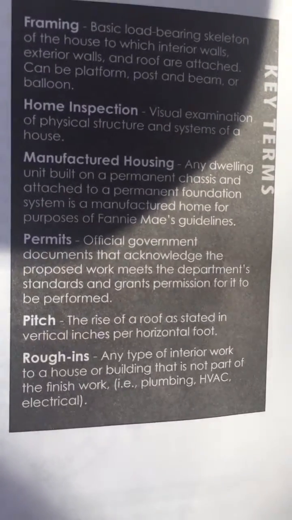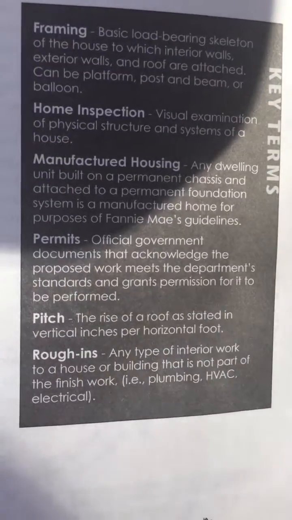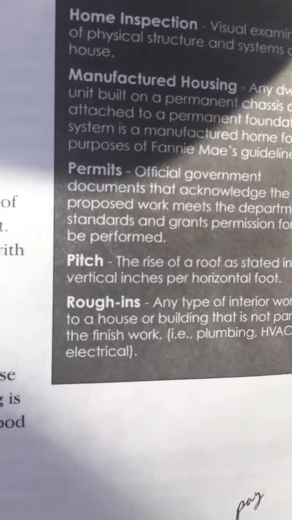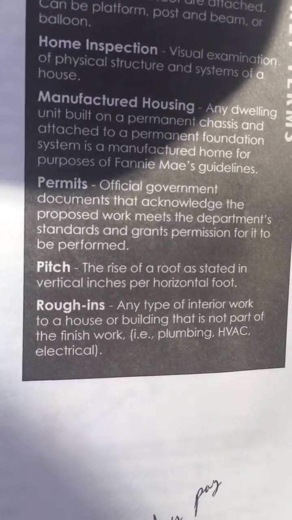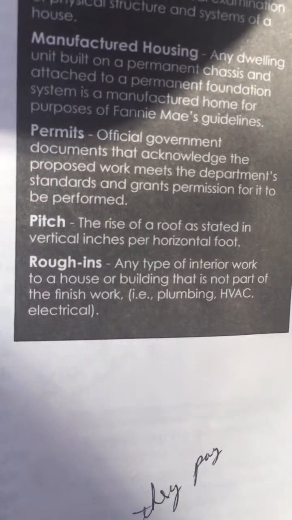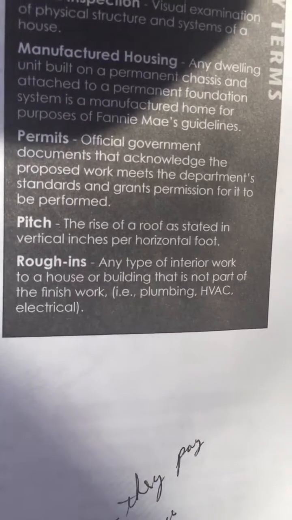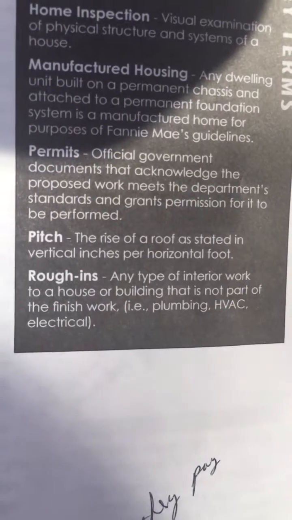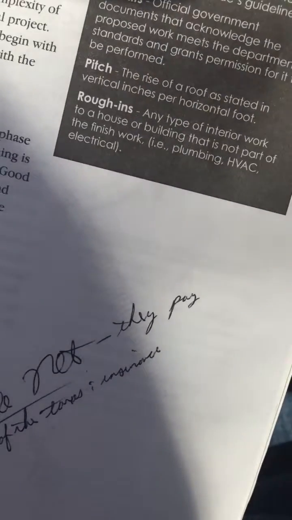Permits. Official government documents that acknowledge the proposed work meets the department's standards and grants permission for it to be performed. Pitch, the rise of a roof as stated in vertical inches per horizontal foot. Rough ends, any type of interior work to a house or building that is not part of the finished work. For instance, plumbing, HVAC, electrical. Triple net, they pay some of the taxes and insurance.